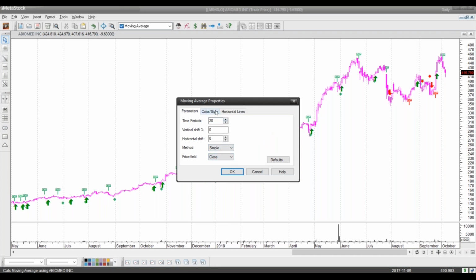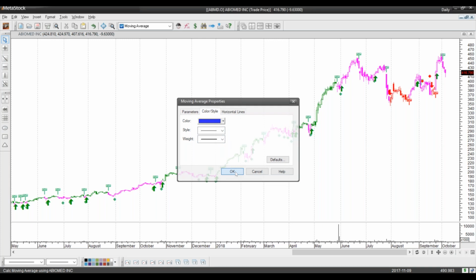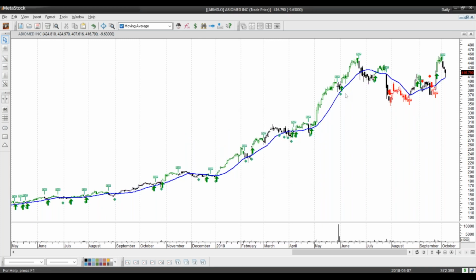Okay, let's select the color here. I'm going to select this blue and maybe thicken it up a little. There we go. So the reason why I like to have the 20 period moving average on my chart is it helps me read the momentum behind a move.